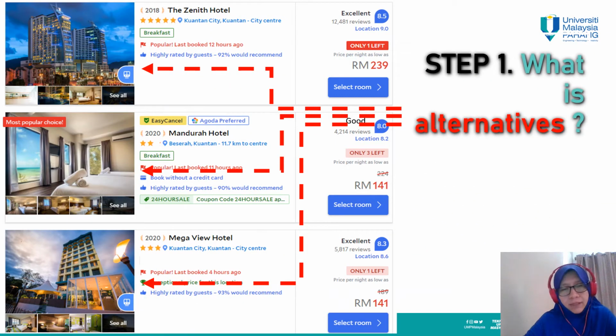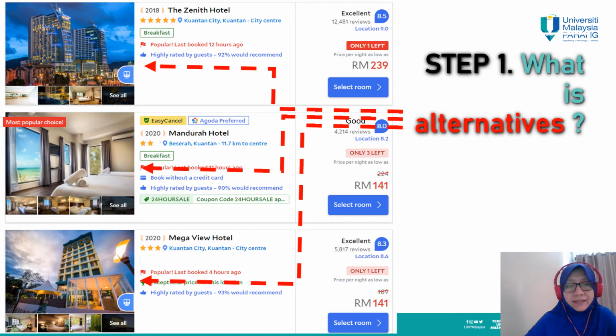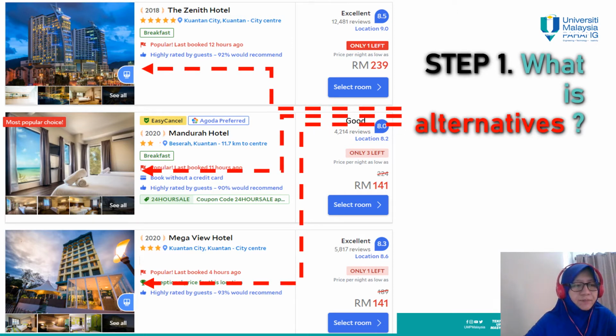The first step in implementing the MCDM is identifying the alternative. In MCDM, the options that we are going to choose, rank, or prioritize are called alternatives. In the case of booking a hotel room, the alternatives are the list of hotel rooms.